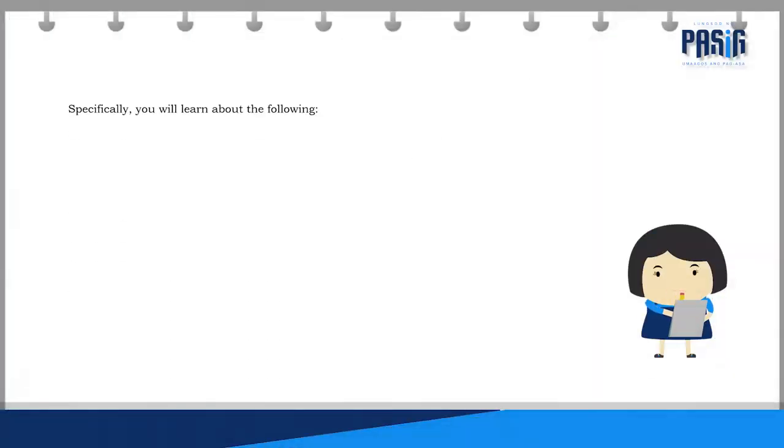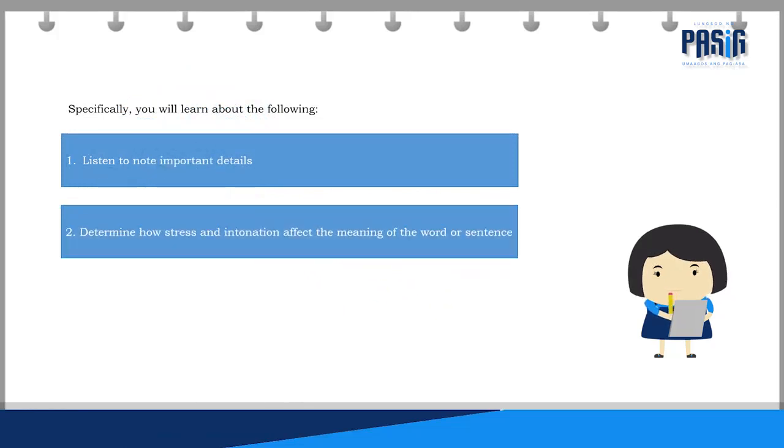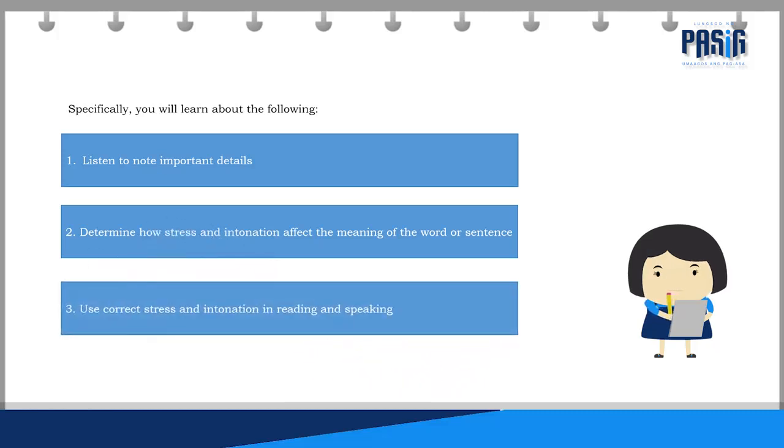Specifically, you will learn about the following. Number 1. Listen to note important details. Number 2. Determine how stress and intonation affect the meaning of the word or sentence. Number 3. Use correct stress and intonation in reading and speaking.